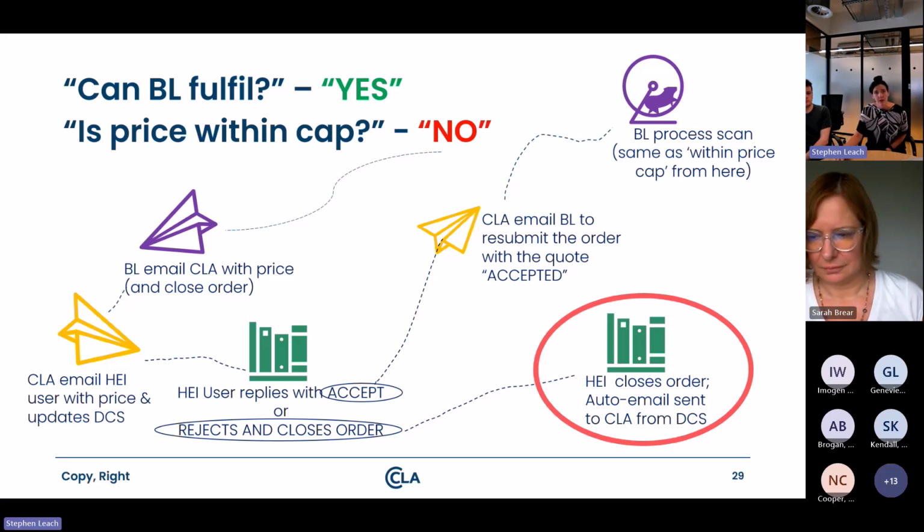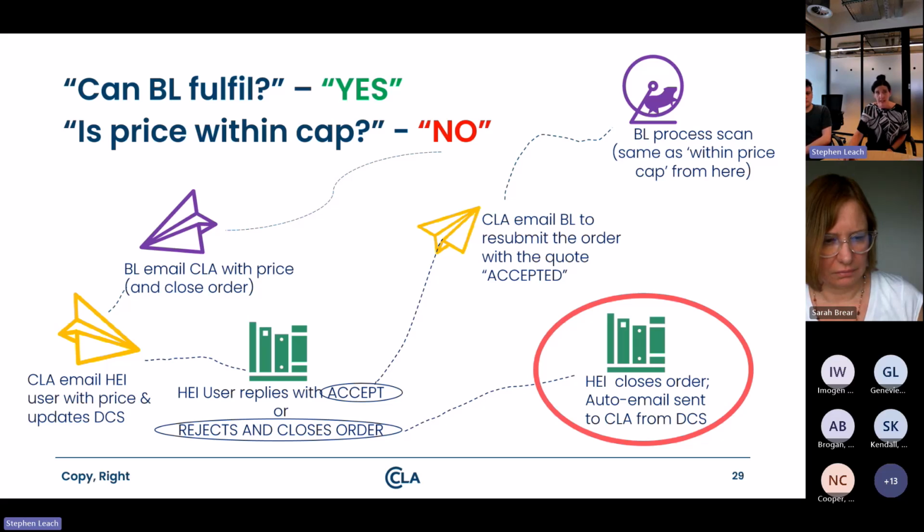And you'll have the option to accept or to not accept, reject, and just close the order. So if you accept, then we will email the British Library again, and we will essentially be resubmitting the order with the quote that it's been accepted. So they'll start from scratch, and it'll be the same as within the price cap from here on. Essentially, we are resubmitting the order with the new pre-approved price. If you decide that's more expensive than you'd like to go ahead with, then you'll just close the order, and we'll get an update from the system itself. So that is scenario 2.